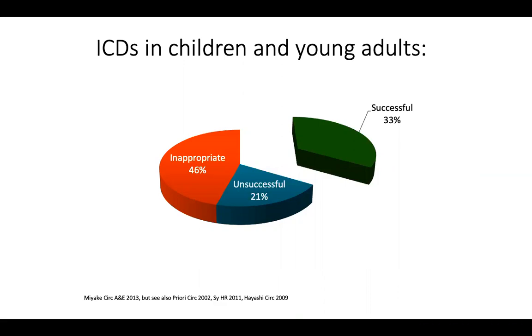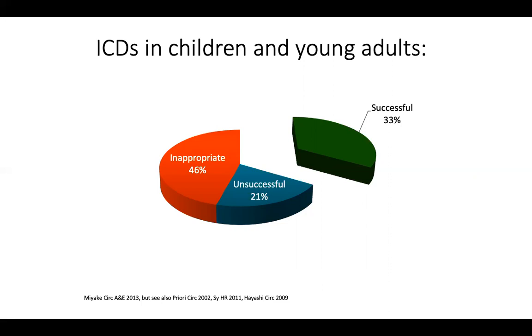Now this is a pie chart, so you see that it sums to 100%, but you can imagine there are people who get both inappropriate and successful shocks, or inappropriate and appropriate shocks. And you can see that what that means is the way this works is that you get categorized into the most severe form.